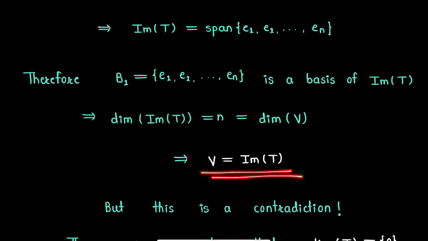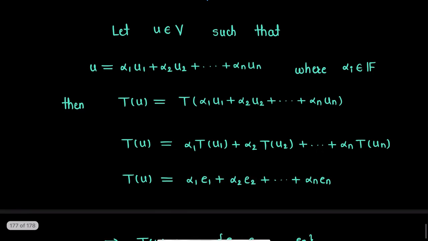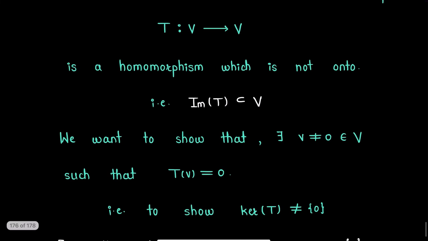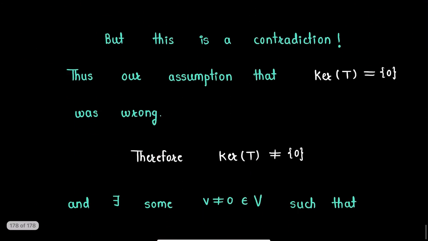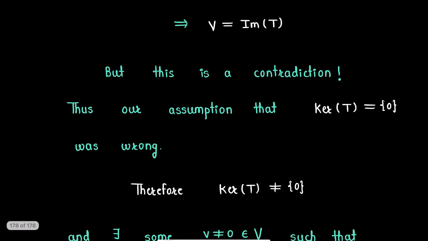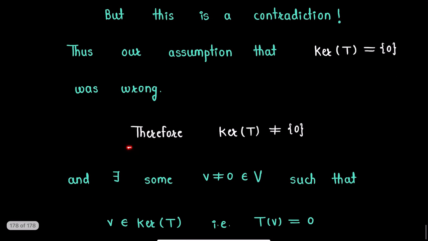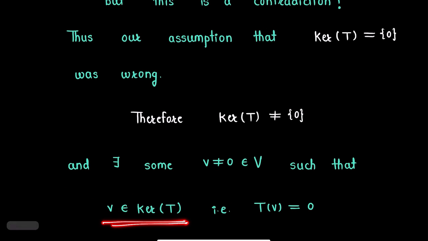Now these two sets come out to be equal, but we have considered that the image of T is a proper subset of V. Therefore, this is a contradiction, and thus our assumption that kernel T is the singleton 0 was wrong, and therefore we must have kernel T non-zero, that is, there exists some non-zero vector, say v, in vector space V, such that v belongs to kernel T, that is T of v will be equal to 0, that is the image of this non-zero vector under T will be equal to 0, and this proves our result.